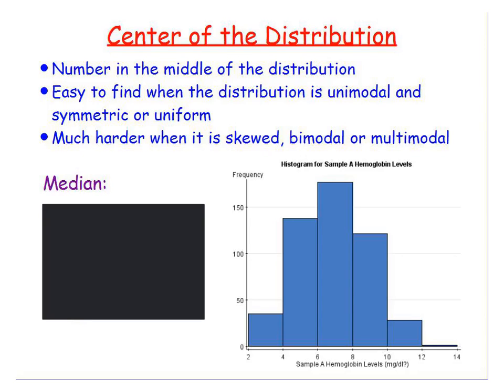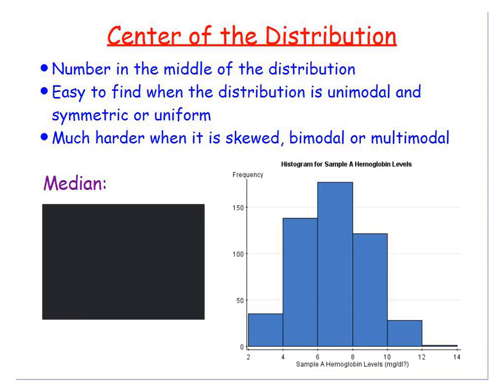As we continue through Chapter 4, we are going to look at calculating statistics related to quantitative data. One of those statistics we calculate is the center of the distribution. Now, the center of the distribution is the number simply in the middle of the distribution. It's very easy to find when the distribution is unimodal, meaning one hump, and either symmetric or uniform. It becomes much more difficult to find the center of the distribution when it's skewed, bimodal, or multimodal.